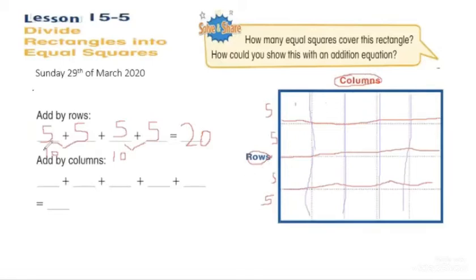Look here. Add by columns. How many blanks do we have? How many addends do we have? Like rows. If I have 4 rows, I have 4 addends. If I have 5 columns, I have 5 addends. 1, 2, 3, 4, 5. So which numbers will I put here? I will put 5? No, 5 is the number of columns, but I want to put the number of square tiles inside each column.